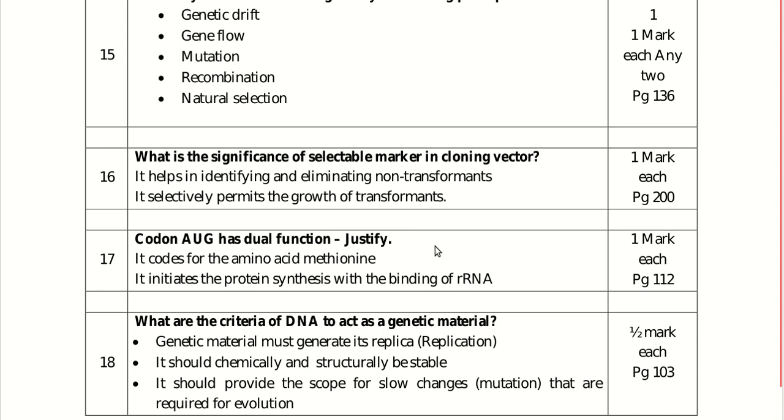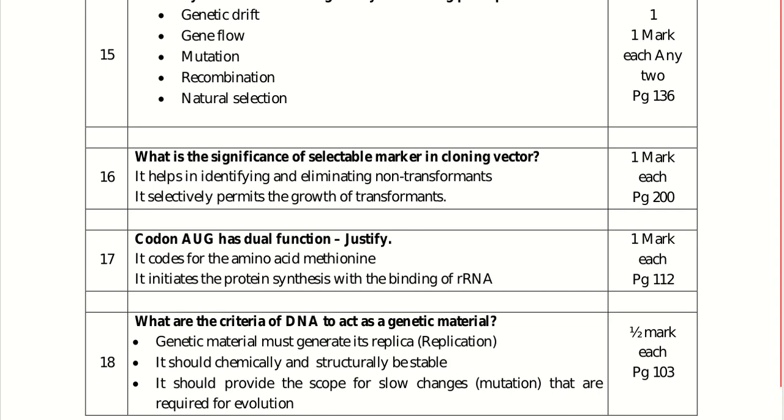The codon AUG has a dual function, justify. AUG, which is an initiator codon, not only codes for the amino acid methionine, it also initiates protein synthesis by binding to the rRNA. That's the reason it has a dual function. One, it codes for F-met or formyl methionine. Another, it starts the initiation of protein synthesis by binding to the ribosomal RNA.